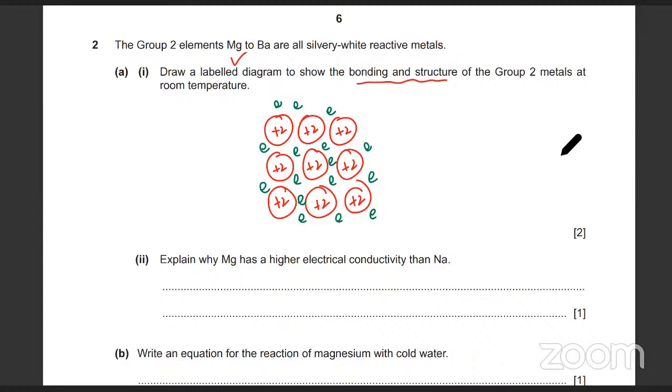Next, explain why Mg has a higher electrical conductivity than Na. Because it has more delocalized electrons. Mg loses 2 electrons while Na just loses 1. So it's got more delocalized electrons, more valence electrons, and that's why it loses more electrons.